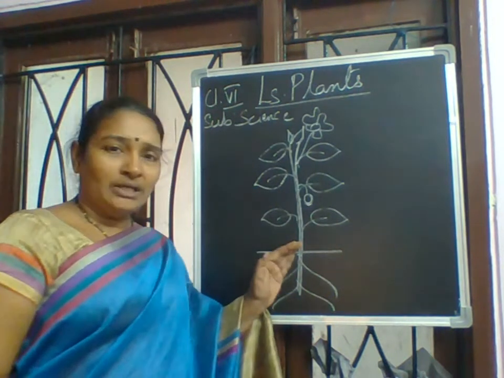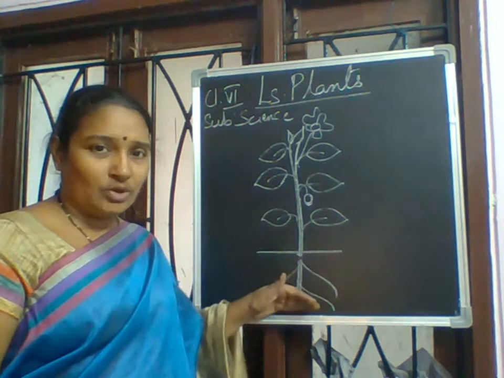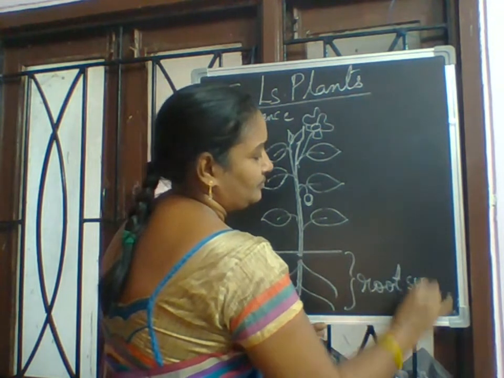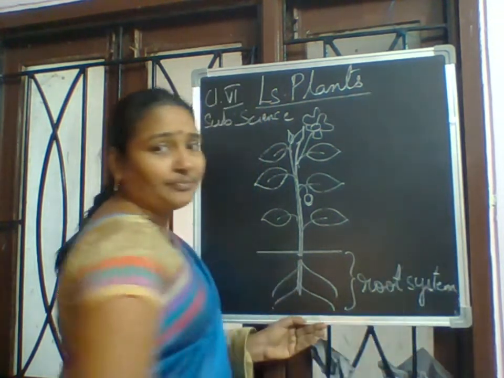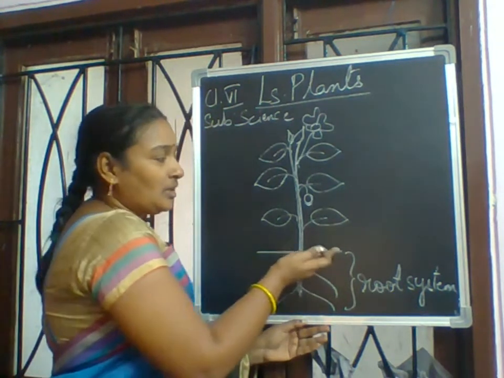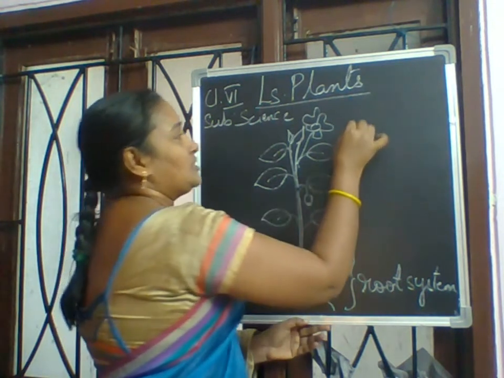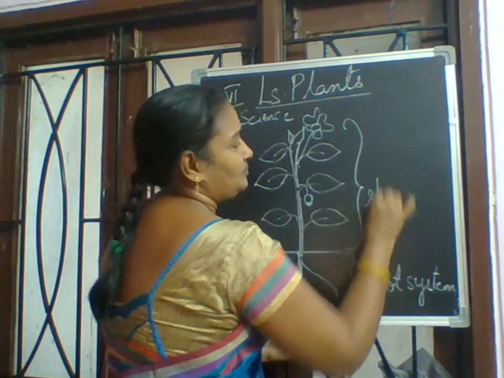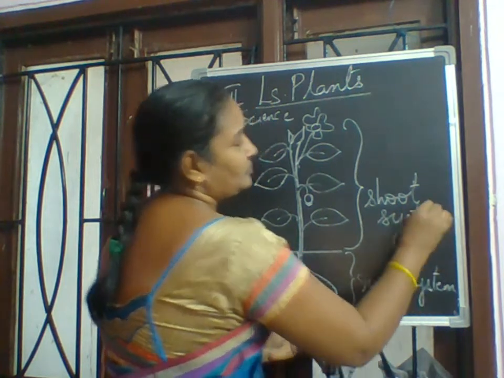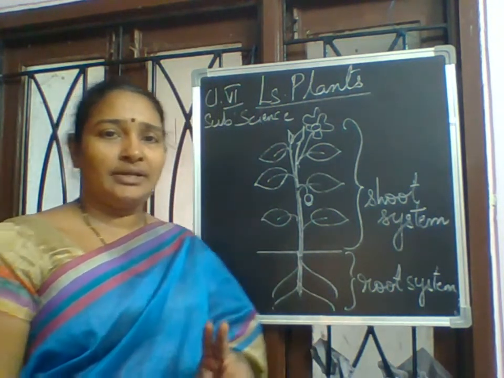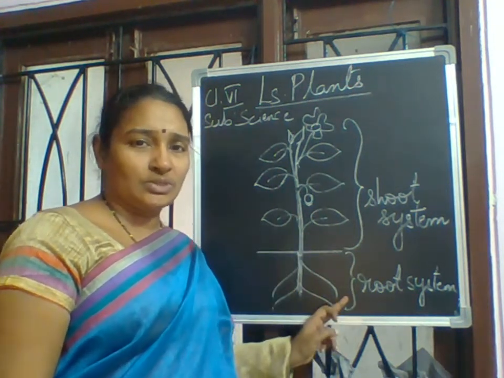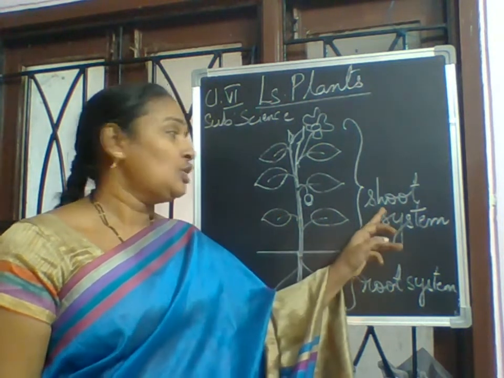The part which is growing below the soil is called the root system. It contains root hairs. The part which is growing above the soil is called the shoot system. So basically a plant is divided into two parts, root system and shoot system. The part growing below the soil is the root system, and the part growing above the soil is the shoot system.